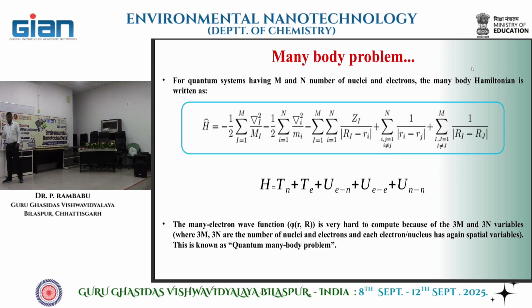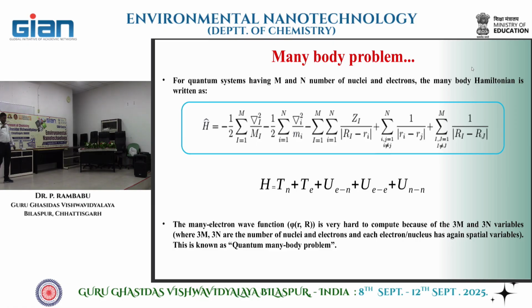In that case, I have to find the Hamiltonian. As I told you, H psi equal to E psi is the Schrodinger equation, where H has the kinetic energy part, and the other 3 terms are interaction terms, which are known as potential energy terms. The total Hamiltonian is the nuclear kinetic energy, electron kinetic energy, electron nuclear interaction, electron electron interaction, and nuclear nuclear interaction. So this is the Hamiltonian.